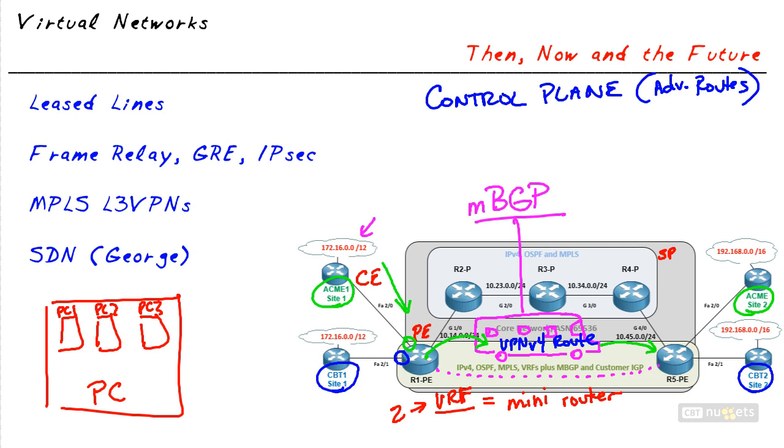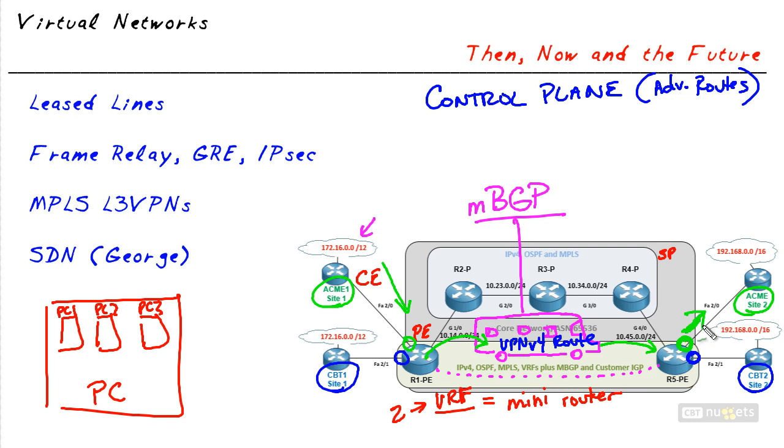Now guess what? Over on R5, it also has information regarding VRFs and which interfaces belong to which VRFs. So R5 is going to extract that VPN v4 route. Again, we're talking about the control plane. We're building routing tables. It's extracting that route from BGP. It looks at all those details that have been attached to that route. It identifies that, oh, I need to forward this route up to Acme at Site 2.